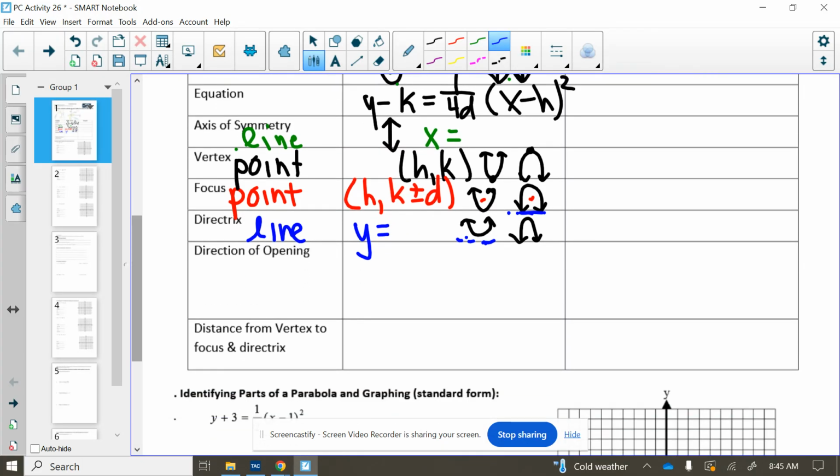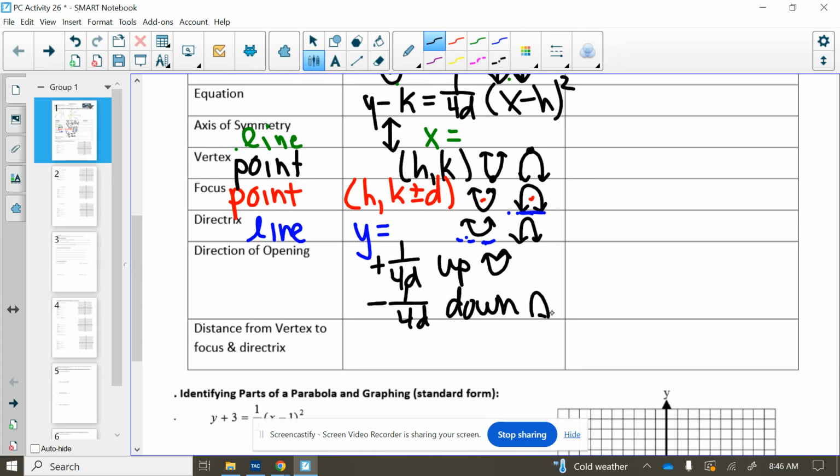Now, to determine is this opening up or down, basically we want a positive 1 over 4d value to make it open up. We would have a negative 1 over 4d value out front to make it open down. Now, the directrix and the focus are both going to be the same amount of units away from that vertex. So we call that parameter d, and it's, again, the same distance from that vertex value, whether you were going from the focus to the vertex or the directrix to the vertex, and that's going to be parameter d.